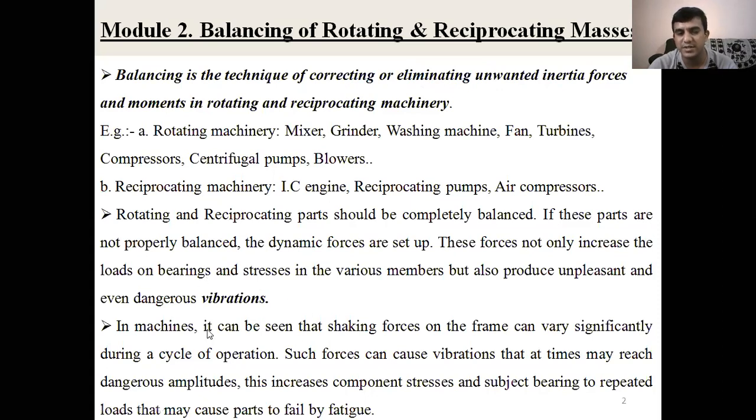You will study that in detail in modules 4 and 5, the theory of free vibration and forced vibration. First, in this module, we eliminate the unwanted inertial forces, whether in rotary machinery or reciprocating machineries.